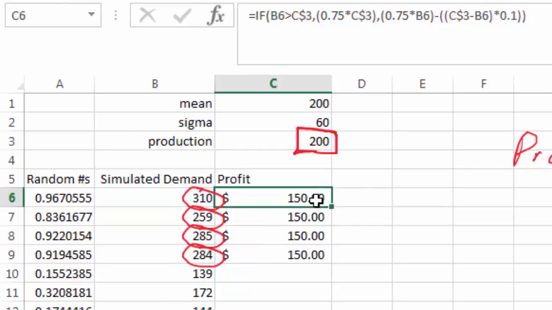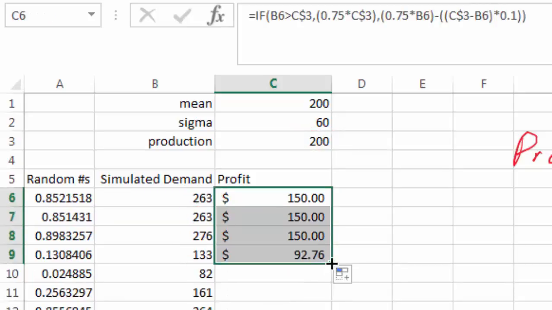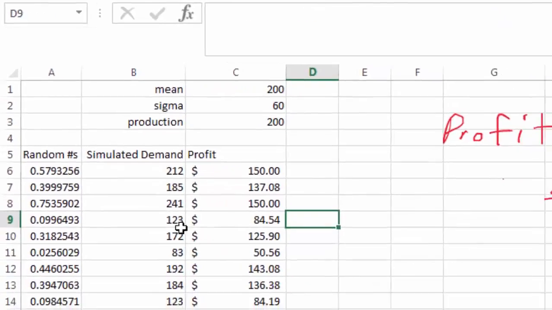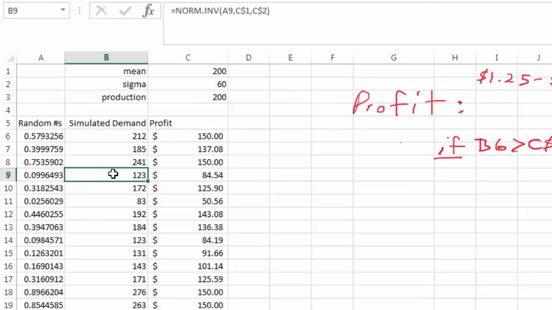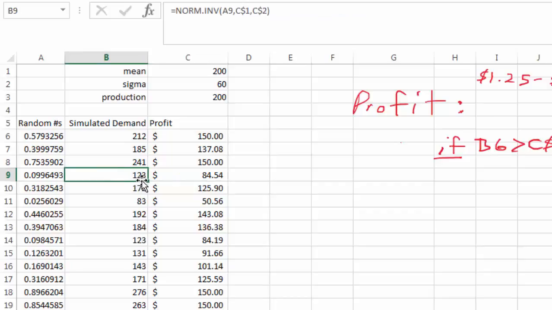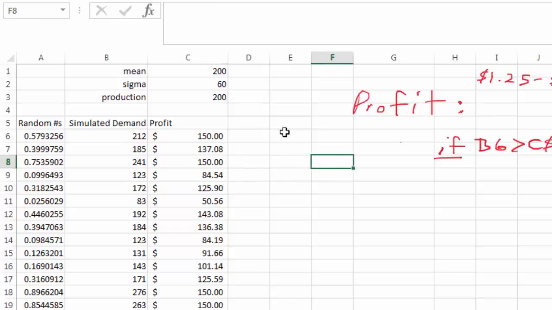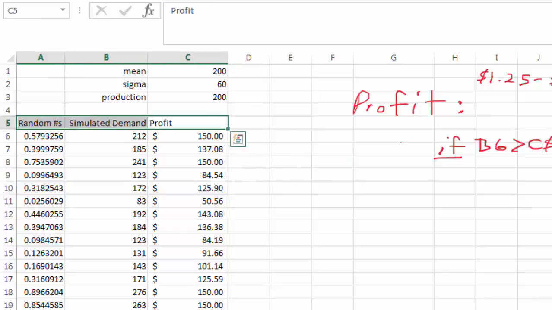There we go. Now when I recalculated, all my values are above 300. But let's just go ahead and fill this all the way down. And you'll see that when the simulated demand is less than 200, my profit is well less than 150, because I'm making my 75 cents per cookie on the 123 here, but then I'm losing 10 cents per cookie on the 77 here that I didn't sell today. So that nets out to 84.54. Okay, so I'm going to underline this.